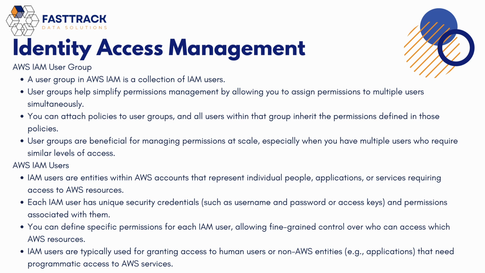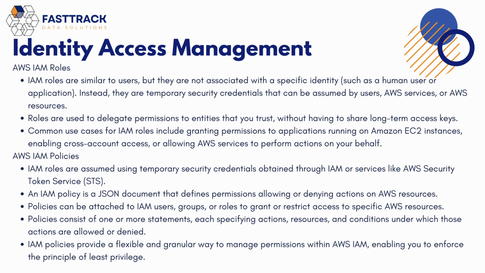IAM users, individual identities that belong to groups or stand alone, with credentials like passwords or access keys to access AWS resources. IAM roles, temporary identities that can be assumed by users, applications, or services to access resources without permanent credentials. Commonly used for EC2 instances or cross-account access. IAM policies, documents that define permissions for users, groups, or roles. Policies specify what actions are allowed or denied on which resources.